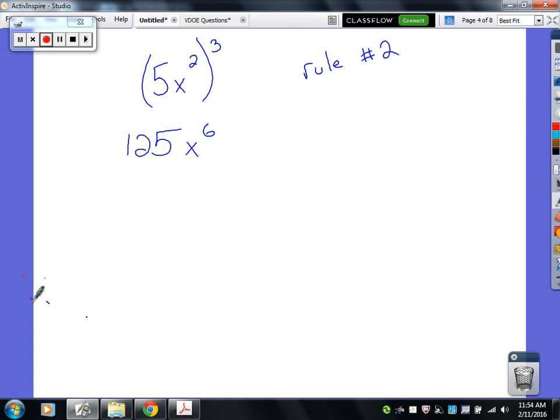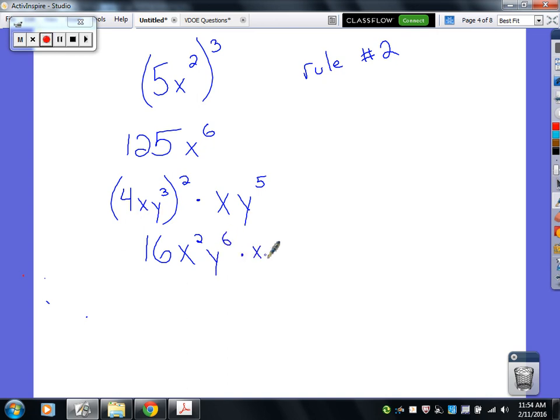Got it? Let's do a little combination here. So let's say I have 4xy to the 3rd squared times xy to the 5th. Okay? What's 4 squared? 16. What's going to be the new exponent of this x right here? 2. X squared. What's going to be the new exponent of this y? Y to the 6th. And then it says times xy to the 5th. So what is the invisible number in front of here? There's just a 1. 16 times 1 is 16. What's x squared times x?